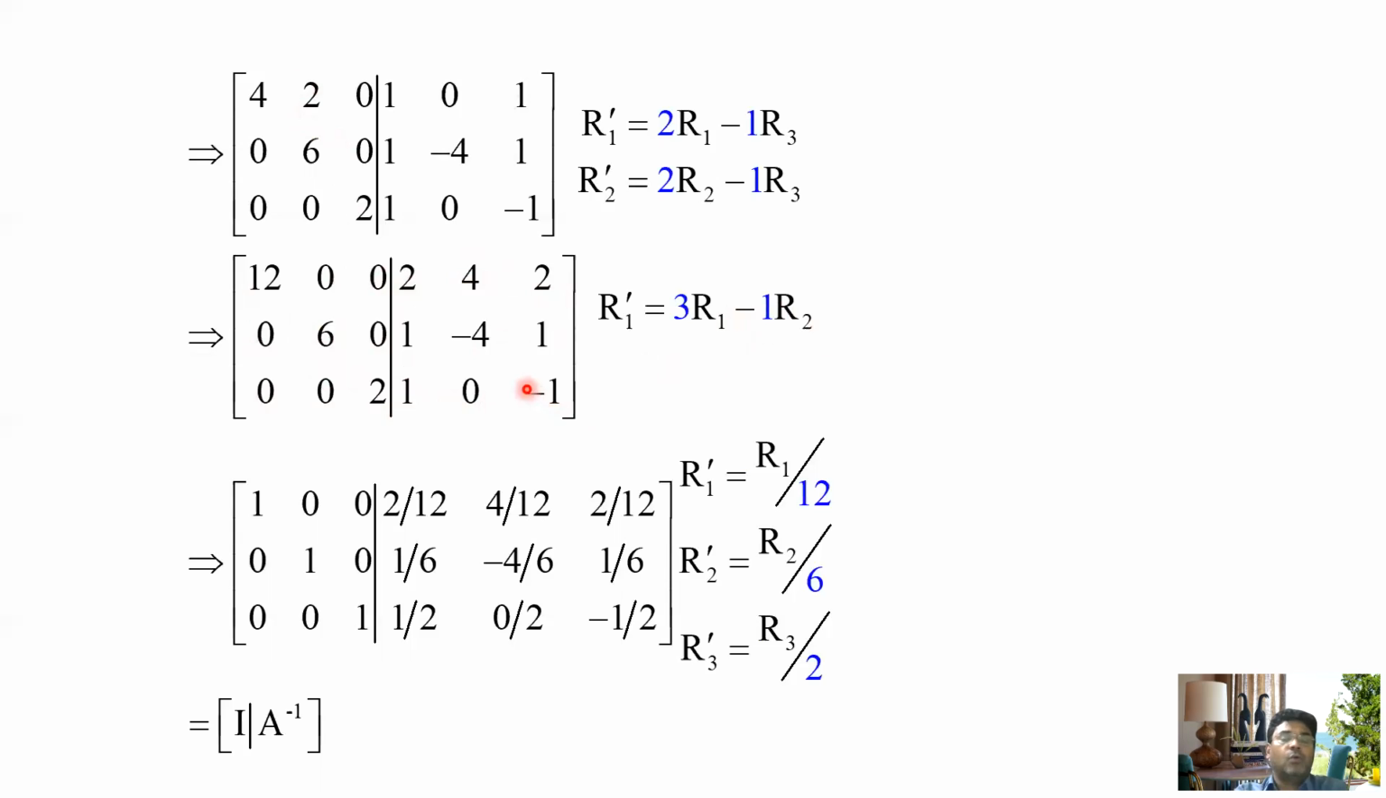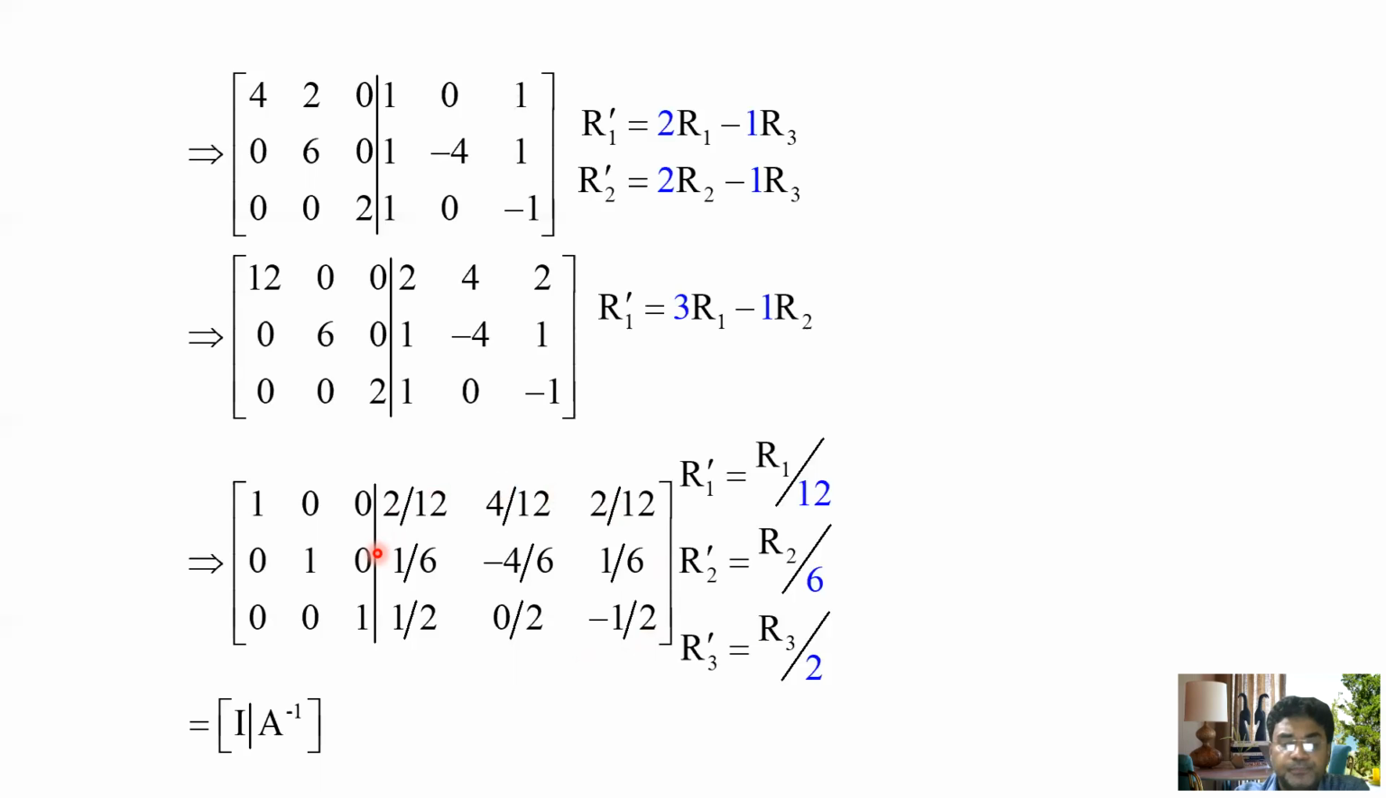Okay, now if I want to convert this number, 12, as a 1, then what do you do? You have to divide throughout the row by 12. Just to check, in next step we are dividing first row by 12. In second row we should divide by 6. Just to check, divide by 6. Then third row we should divide by 2. So now you have this first portion as a unit matrix. So this portion as an inverse. So this is the unique part of this Gauss-Jordan method.